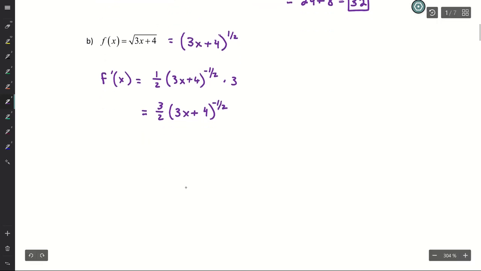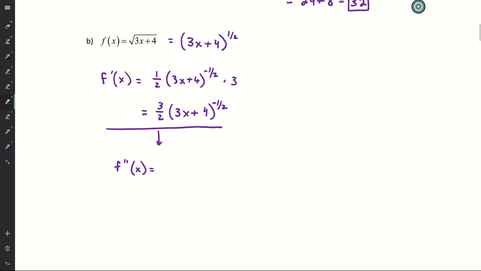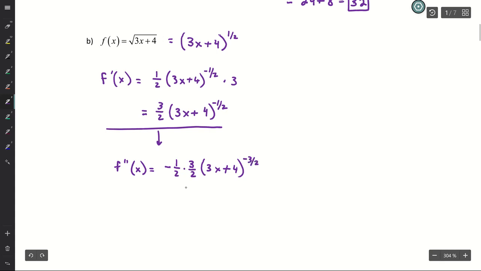All right, so now I take this and I say, to go on to the second derivative, I'm now looking at that as my new function. I'd have to use the power rule followed by the chain rule. So I'd multiply the -1/2 to the front, multiply it by that 3/2. I'd keep the 3x plus 4 that I had on the inside, and then I would reduce that power of -1/2 by 1, so it would become -3/2, and then multiply by the derivative of the inside, which would be 3.